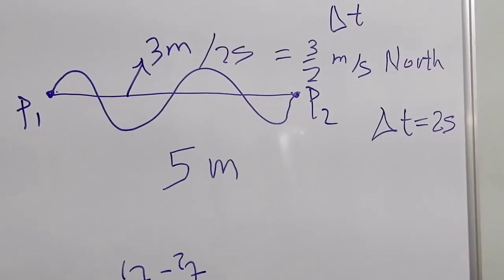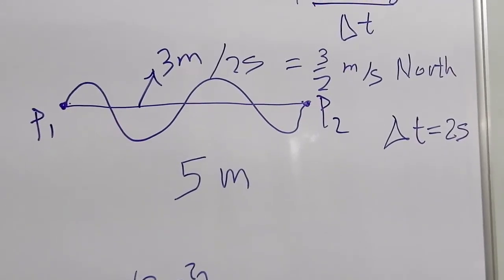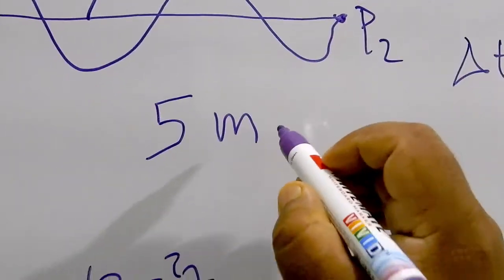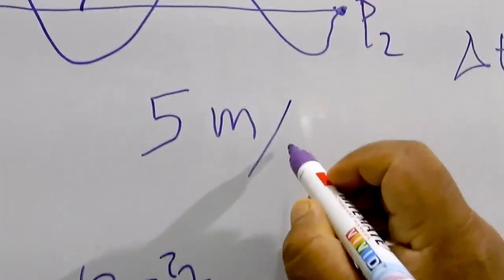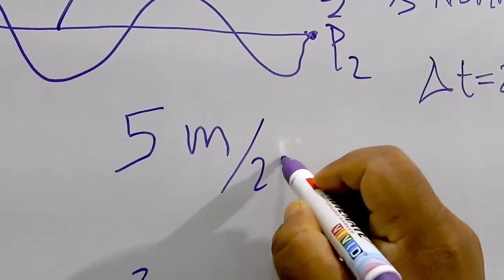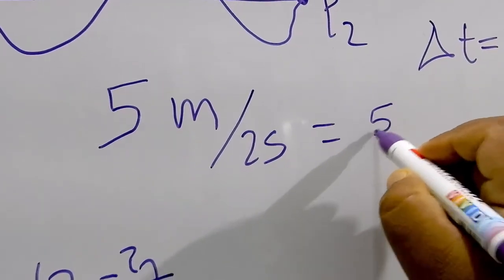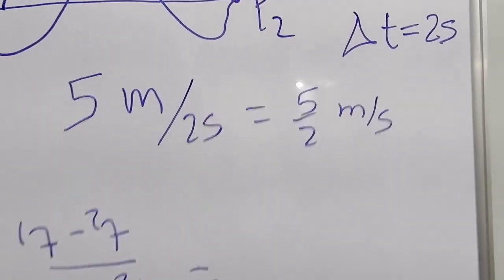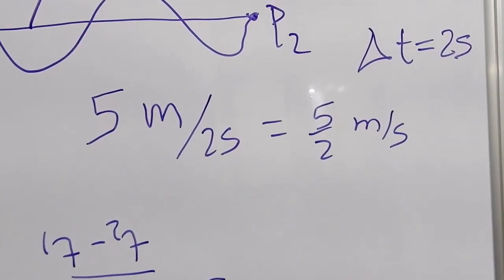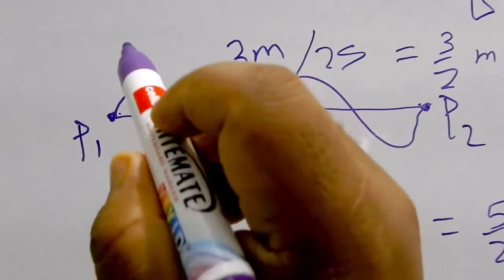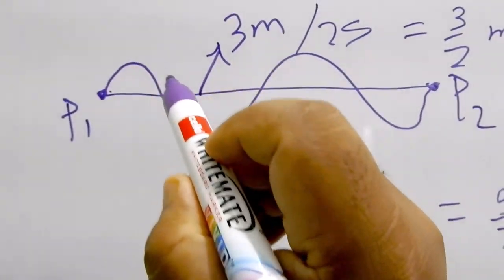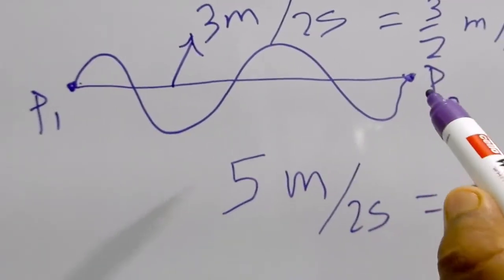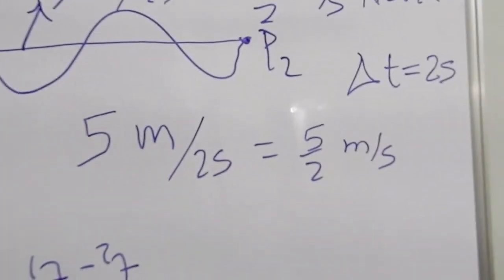Meanwhile, the average speed is related to the path length, which is 5 meters here, and this should be divided by the same time interval, that is 2 seconds, giving 5 by 2 meter per second. And this must not have a direction, as you can see the path length goes like this, so it doesn't have a fixed direction, and it's a scalar quantity.